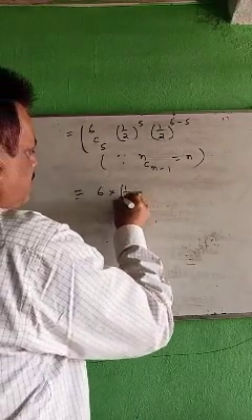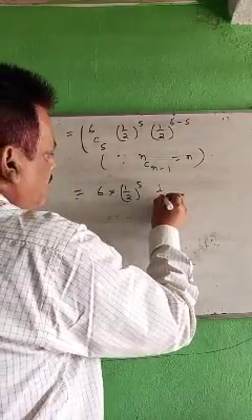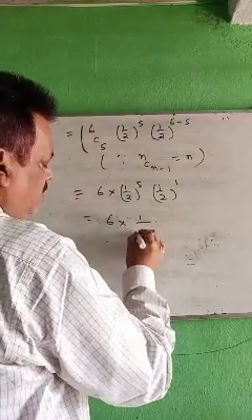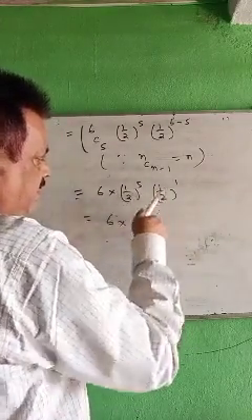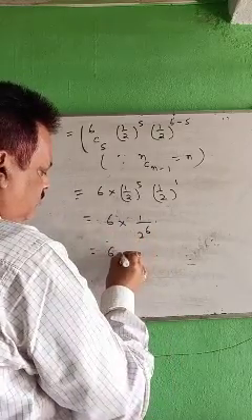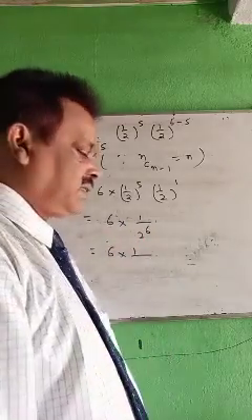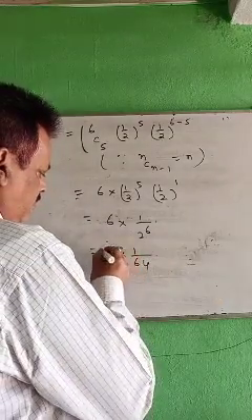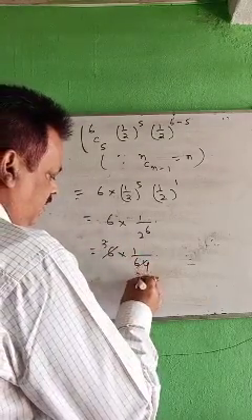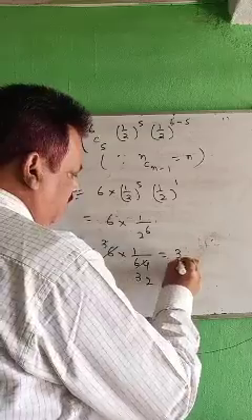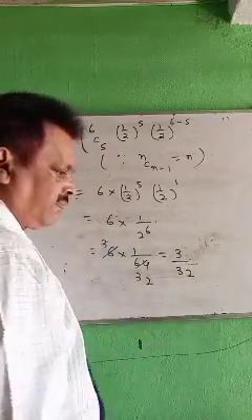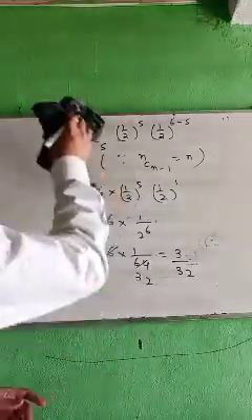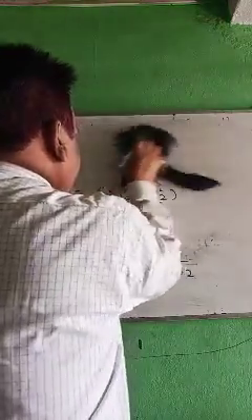1 by 2 to the power 5, 1 by 2 to the power 1. 6 into 1 by 2 to the power 6, as the power is added. So that is 6 into 1 by 2 to the power 6. How much? 64. 2, 3, 232. 3 upon 32. Okay. Go to next one.